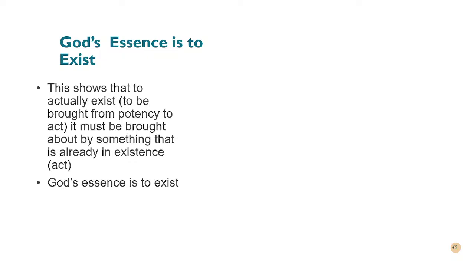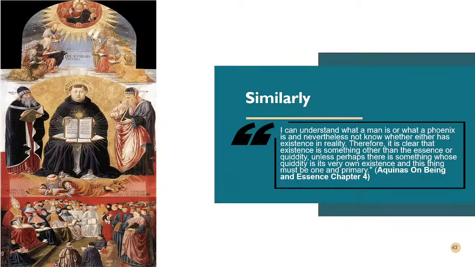We saw that God is pure act, meaning that there is no potentiality in God. And for that reason, God's essence and his existence are one and the same thing. The nature of God is for him to exist. This is what Saint Thomas Aquinas says when he says the following, quote, "I can understand what a man is or what a phoenix is, and nevertheless not know whether either has existence in reality. Therefore, it is clear that existence is something other than the essence or quiddity or being, unless perhaps there is something whose quiddity or being is its very own existence, and this thing must be one and primary," end quote, namely God.